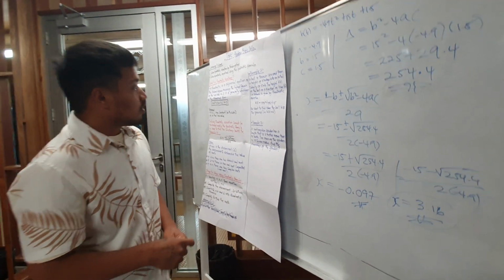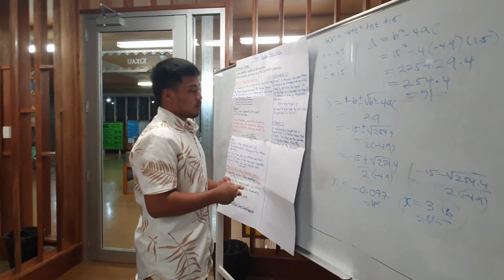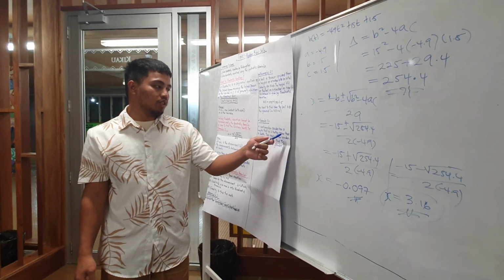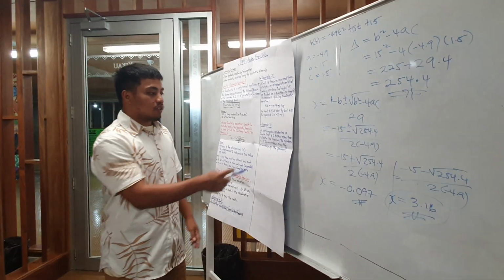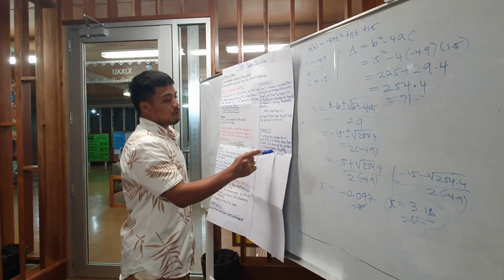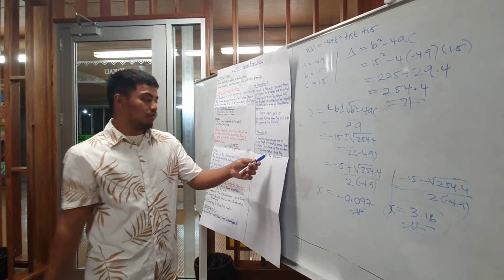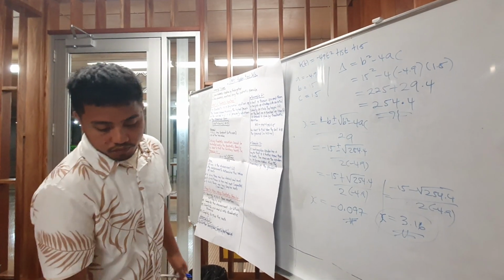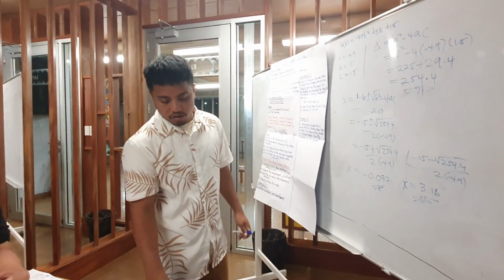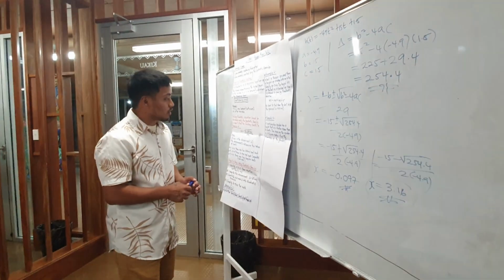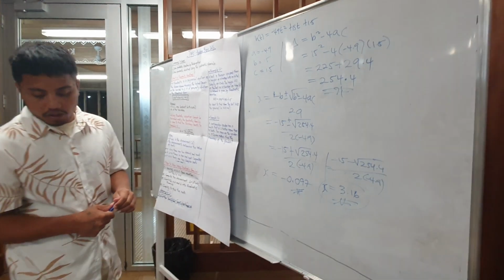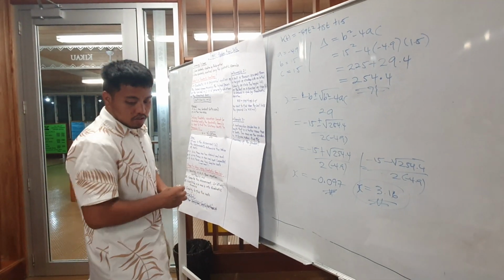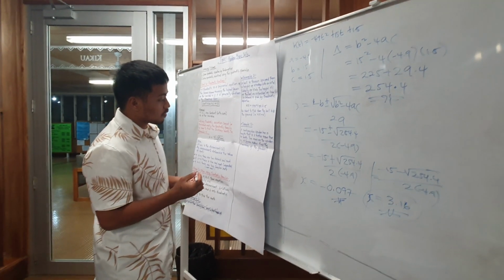So let's look at the last example. A rectangular garden has a length that is 2 meters more than its width. The area of the garden is 15 square meters. Find the dimensions of the garden. So first, you have the width of the garden.